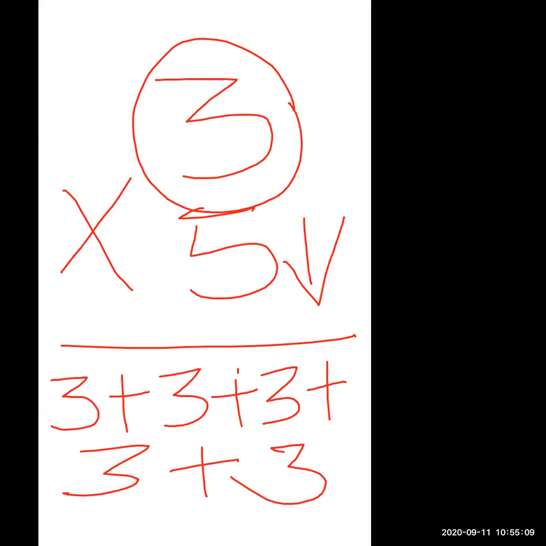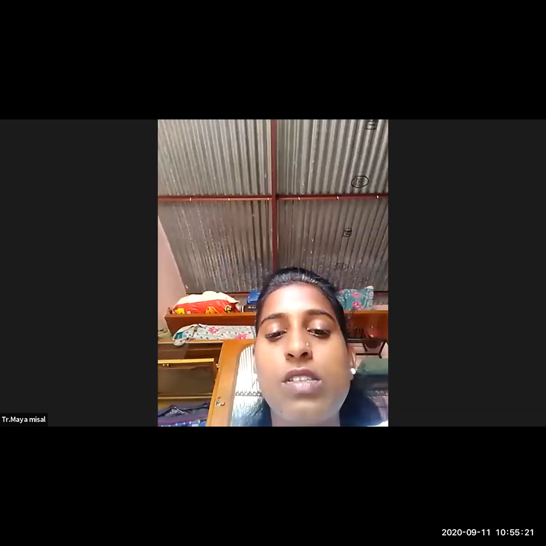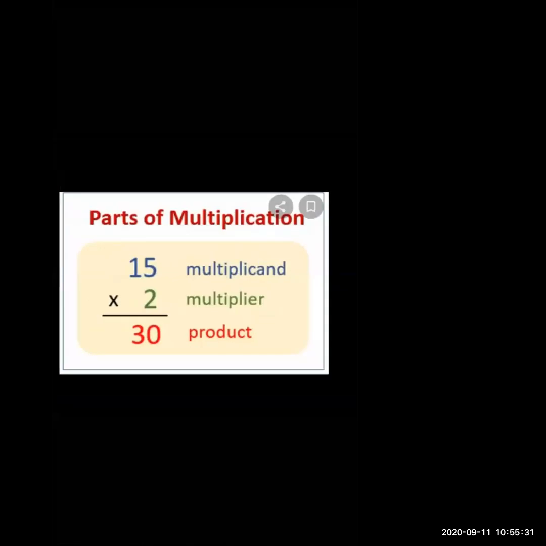Yes or no? Okay. Now today we are going to learn the parts of multiplication, meaning how to multiply with numbers. We are going to learn from the starting onwards. Wait a second, I'm going to show you one image. With the help of the image you will understand. Now listen students, parts of multiplication. Everyone knows multiplication is repeated addition.